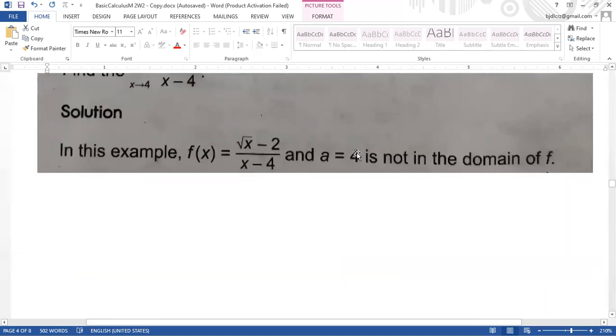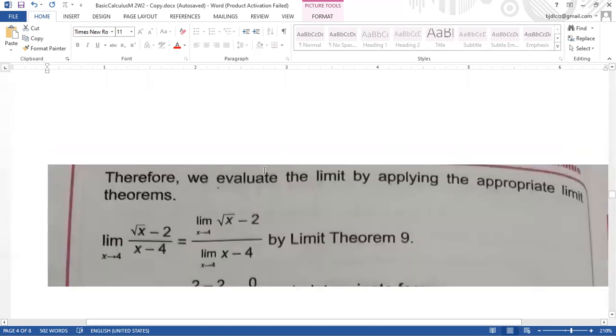Because if we substitute a, which is 4, directly, 4 minus 4 is equal to 0. Yes, zero in the denominator is not allowed. So 0 is not allowed.